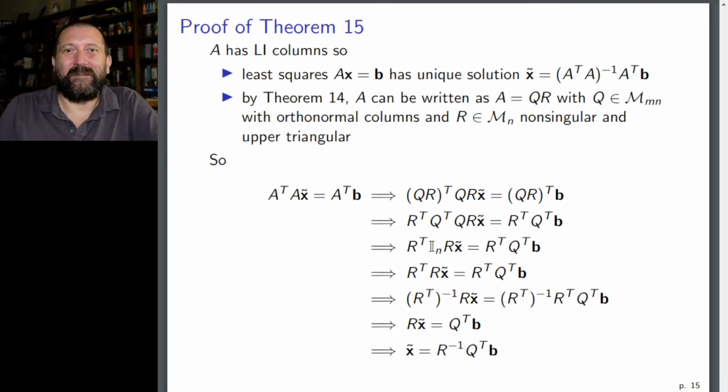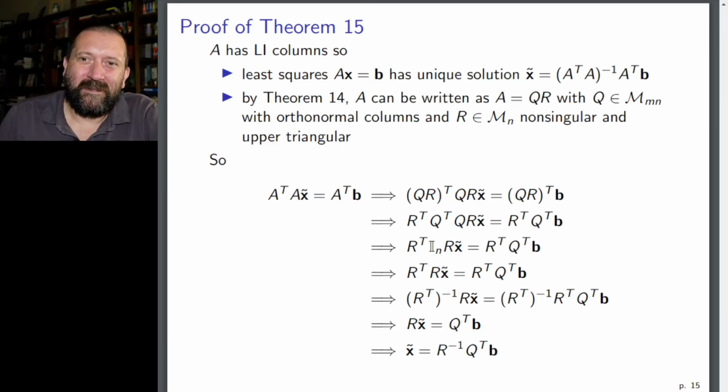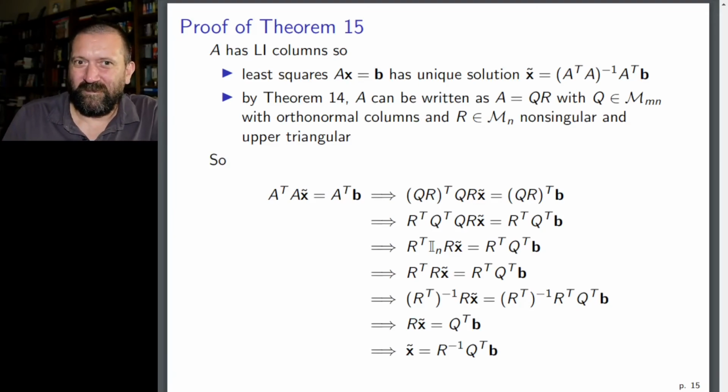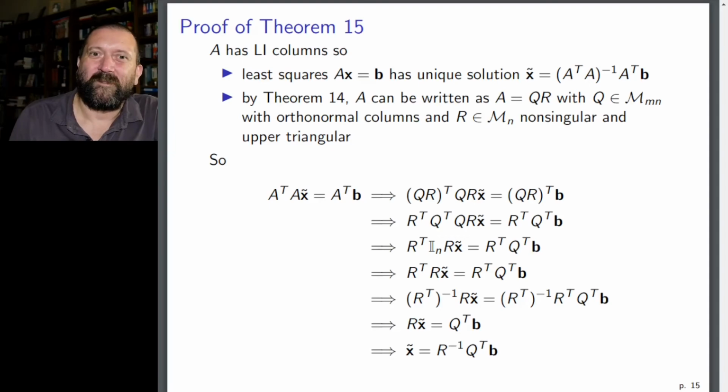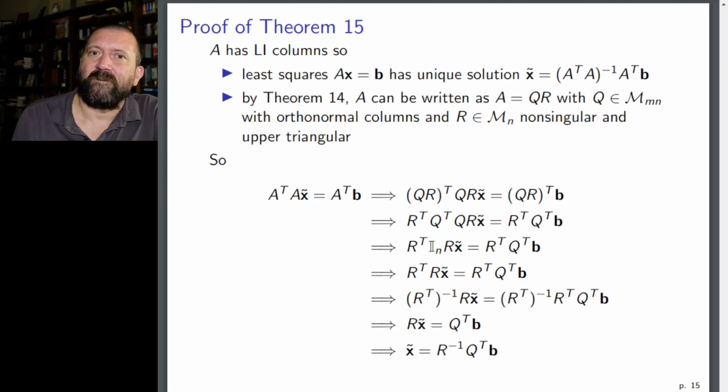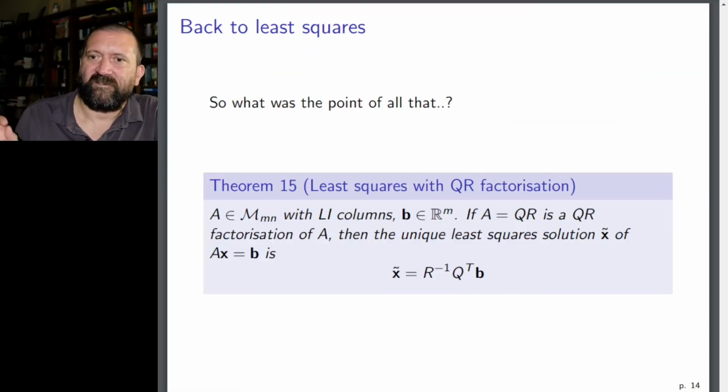So let me show you the proof of theorem 15, which is this theorem we just saw. Let me stress that one of the reasons I'm showing you this proof is that it's very simple, and I think it's also quite illustrative of the way computations can be performed in matrix analysis. So we want to show that the solution of our least squares problem takes the form announced in this theorem: x tilde is equal to R inverse times Q transpose times b.